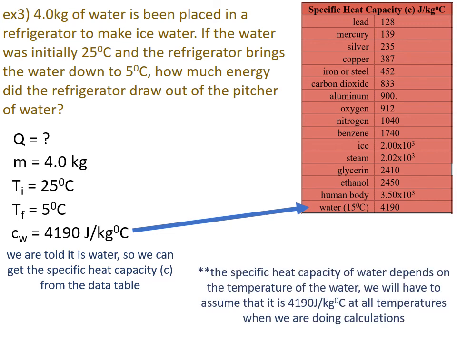Now note the specific heat capacity of water depends on the temperature of the water. We will have to assume that it is 4,190 joules per kilogram degrees Celsius at all temperatures when doing calculations. But as water increases in temperature, the specific heat capacity does change.